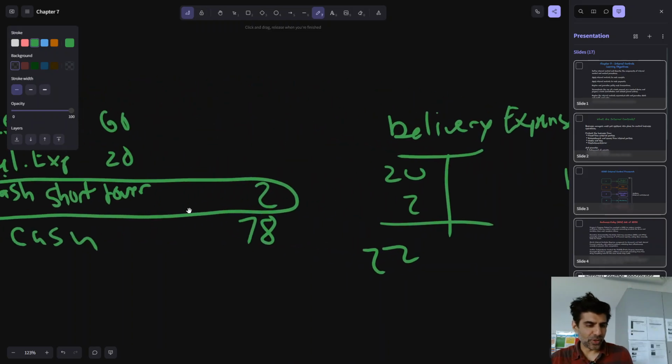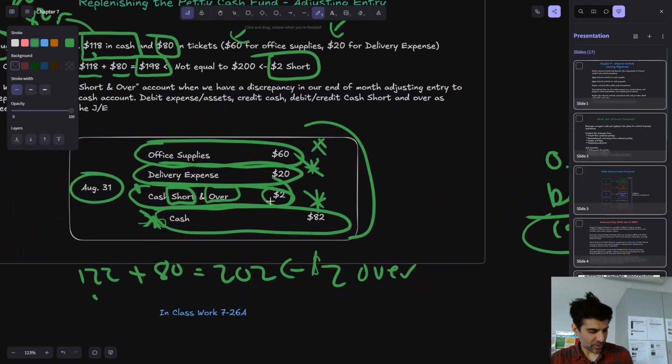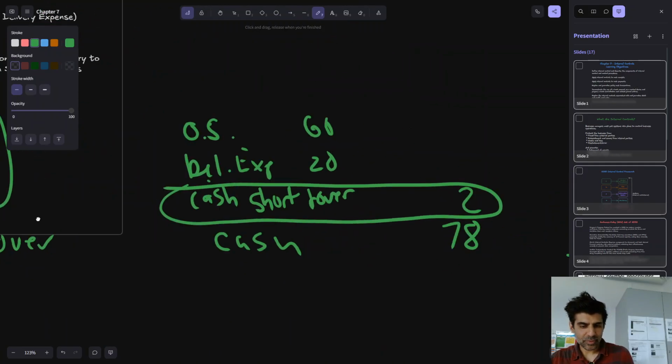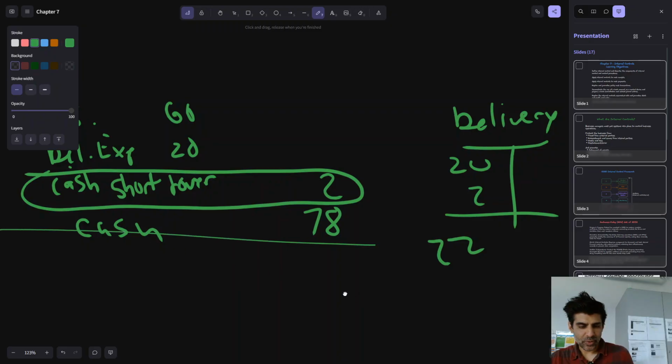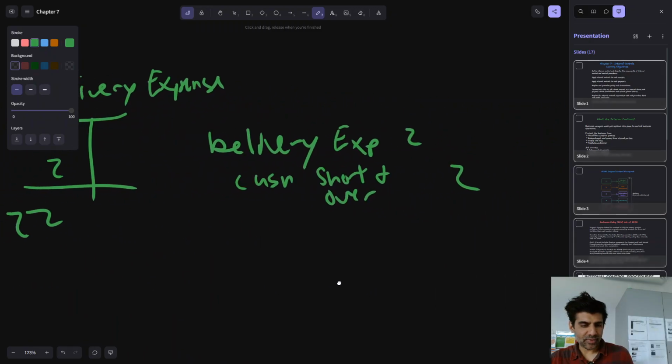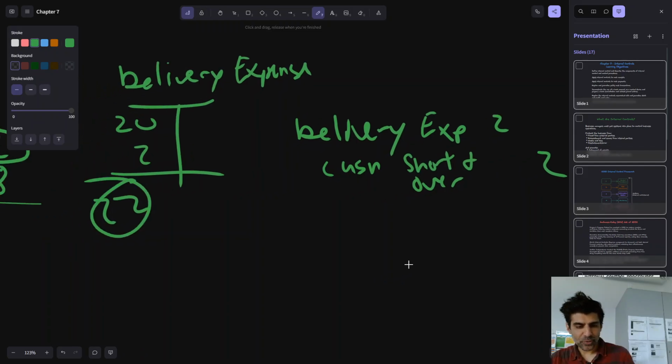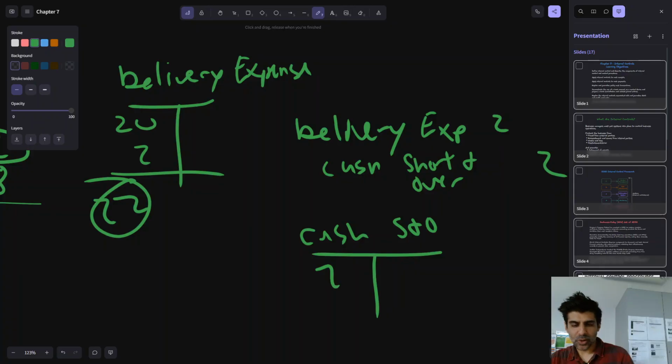Okay, and this was with the original journal entry here, where you had this debit balance. After you do this, delivery will go to 22 as we wanted. Cash shortened over started with the $2 debit balance. We're crediting it $2, so this goes to zero.